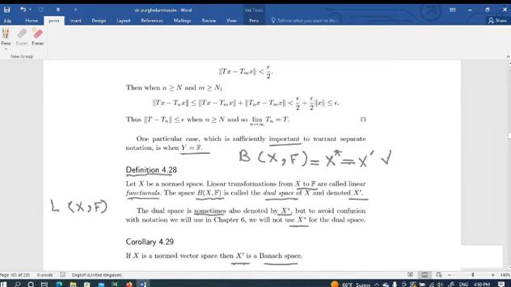This space is called the dual space of X, and is denoted by X prime. As you see in this book, the dual space is sometimes denoted by X star. In this book, the dual of X is denoted by X prime, but in some other books, like Functional Analysis by Walter Rudin, the dual space is denoted by X star, not X prime. But here it is denoted by X prime.